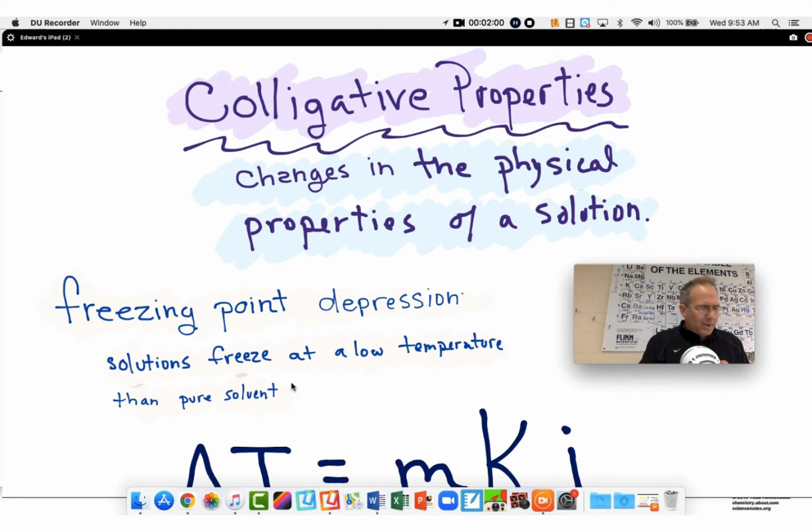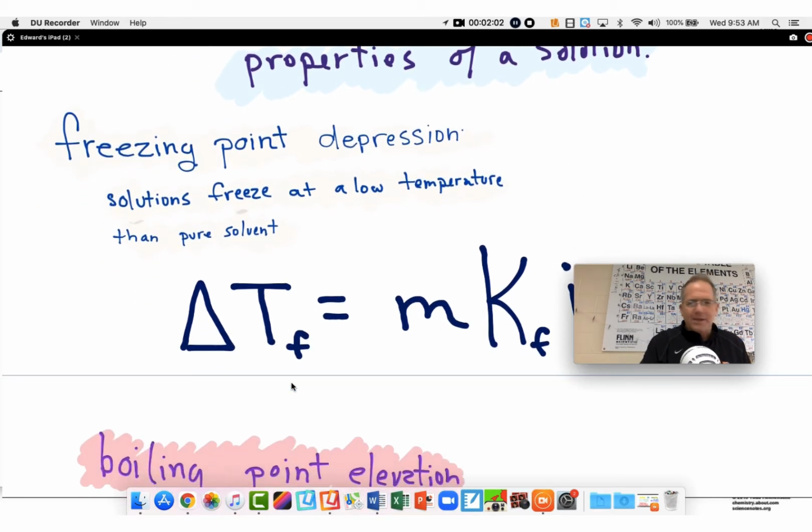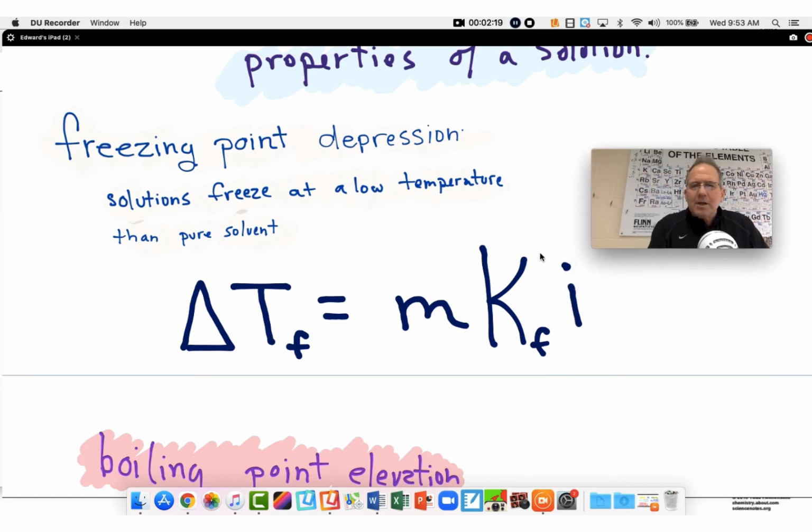Let's look at this equation really quick. Delta T, change in temperature. That little f down there means freezing, right? So the temperature of the freezing point, delta means change. The change in the temperature of the freezing point is equal to, Mr. Arnold, you're in the way again, is equal to the molality. There's that concentration, that molality. That's what we're going to learn today.